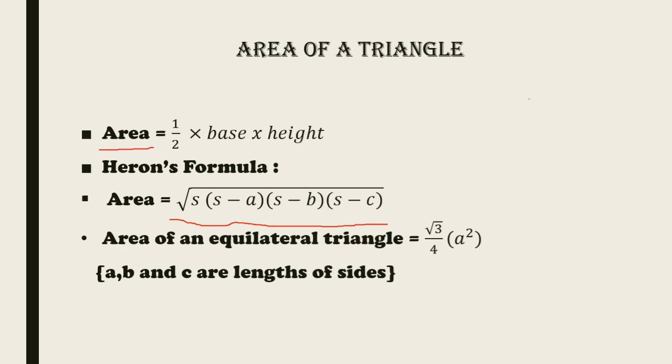Let's see. If we have an equilateral triangle PQR with all sides as a, and a, then this is the formula by which we get the area of equilateral triangle, that is square root 3 upon 4 into a square.